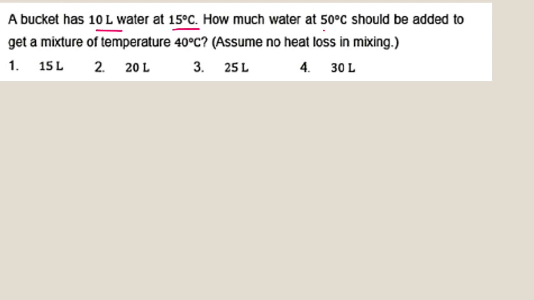The question is, a bucket has 10 liter water at 15 degrees Celsius. How much water at 50 degrees Celsius should be added to get a mixture of temperature 40 degrees Celsius? Assume no heat loss in mixing.